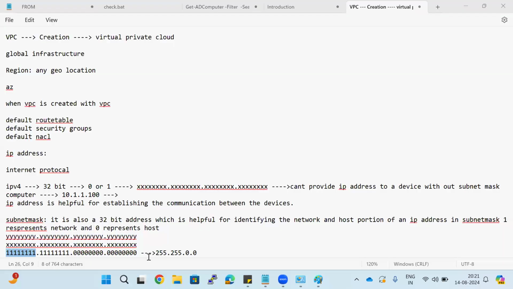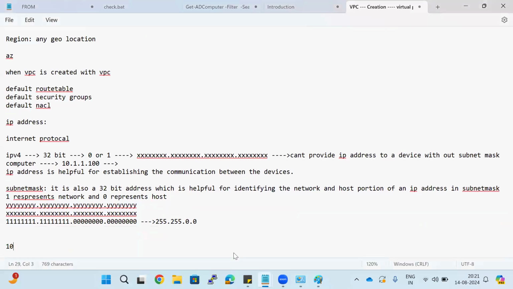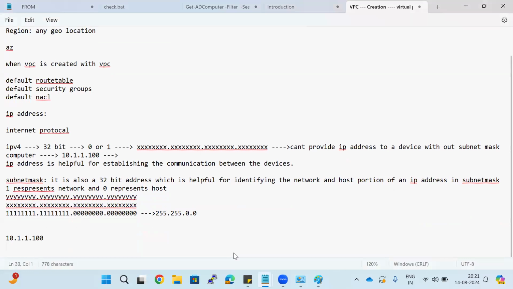Now, when you see here, in the first octet, you are having all ones. In the second octet, you are having all ones. So totally, there are two network octets. For example, there is an IP address like this, 10.1.1.100 with the subnet mask 255.255.0.0. So in the subnet mask, there are two octets which are occupied with network bits. So this 255, if you convert that into binary format, all ones will come. So 255 is equal to all ones, which means that the first octet of this IP address is the network octet. And if you see here, there is 255.